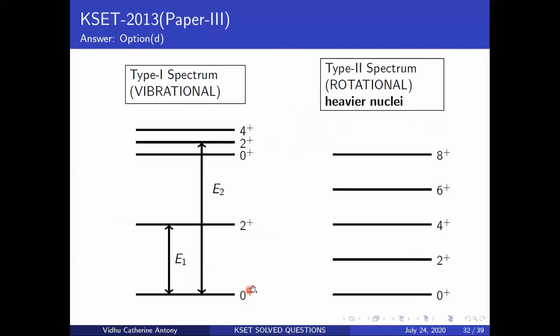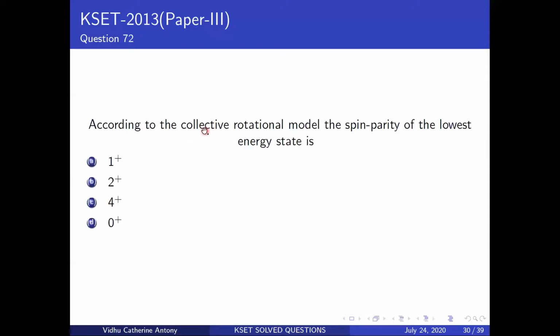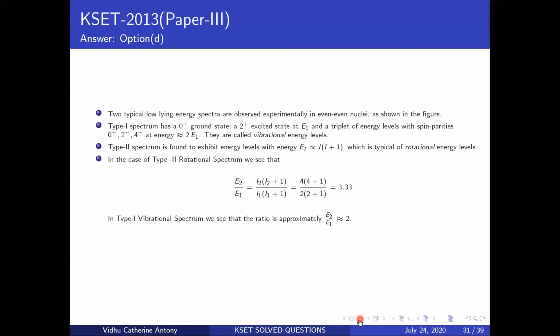This is how your vibrational spectrum looks. You have a 0 plus state, 2 plus state, and you have 0, 2, 4. All of these are basically in your E2 band. And this is how your rotational spectrum looks. You have 0 plus, 2 plus, 4 plus, 6 plus, 8 plus, and so on. So let's go back to this. According to the collective rotational model, the spin parity of the lowest energy state is, as you've seen in the diagram, 0 plus, so we take it as 0 plus for now. Let's not go into the math right now.